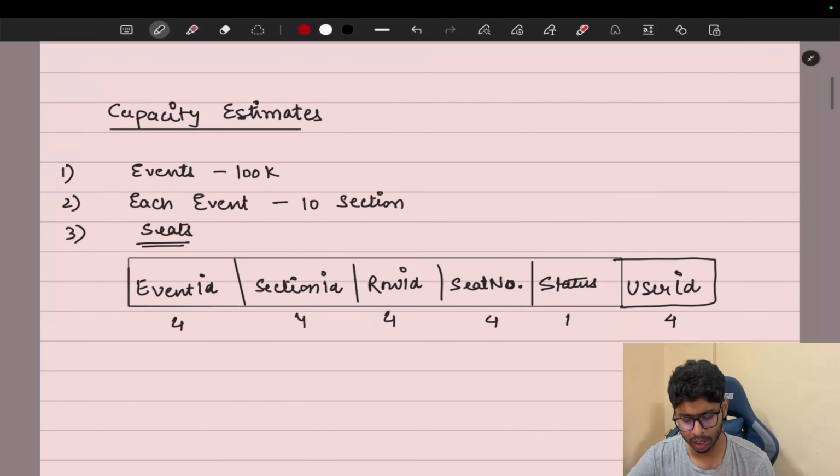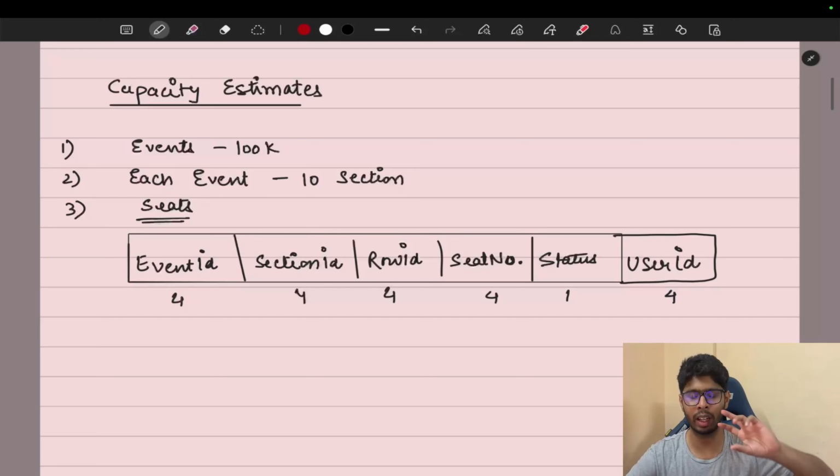Now, capacity estimates. I forgot to add them in my last video, but I'm mentioning them here. Let's consider that there are 100k events going on in India, and each event has 10 sections. I just explained sections: there is a stage and there are people standing in front of it, then there is a section where people are sitting. There can be different sections.